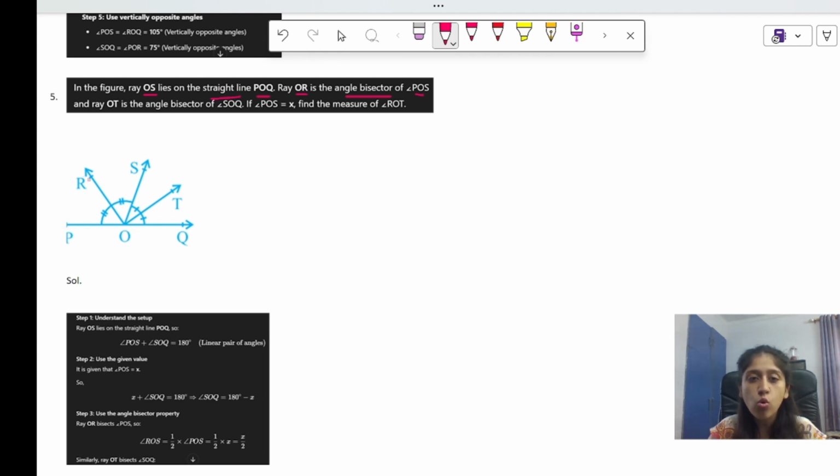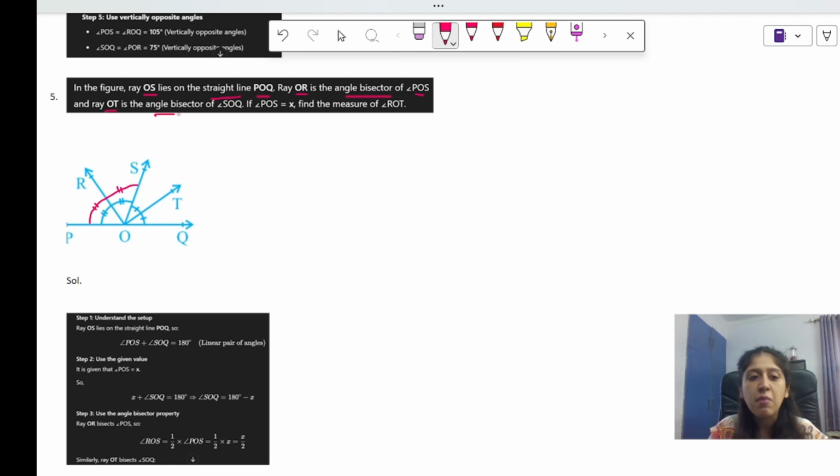What does this mean? मतलब ये जो OR है ना, ये angle POS को, this angle POS, this OR divides it equally. मतलब POR is equal to RS. Angle bisector का मतलब होता है OR is the angle bisector. That means ये पूरे angle को, the पूरा angle where you can see my cursor is actually being divided in half. ठीक है, angle bisector का ये मतलब. So they have actually drawn it for you over here.